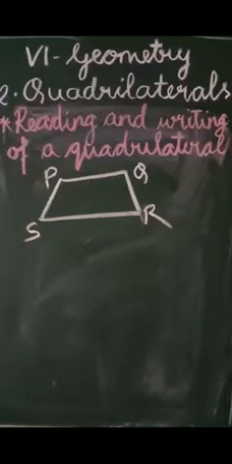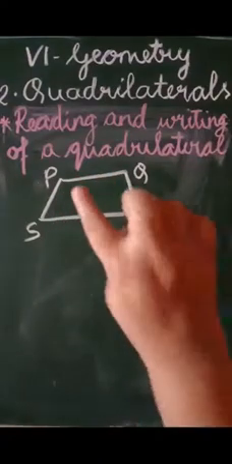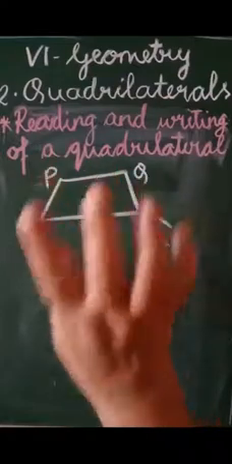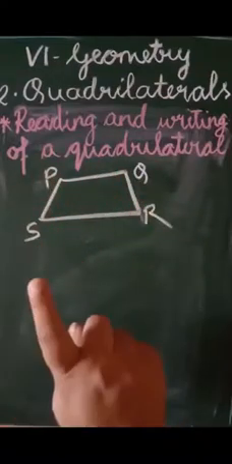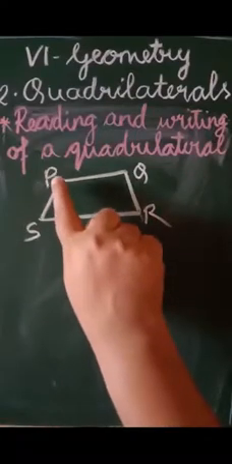So now on the board we are having a quadrilateral. Now we'll see how to name the quadrilateral. So children, whenever we have to name a quadrilateral, we have to start from any one vertex. Suppose you are starting from P, then you can start from P. After selecting any vertex, you can go in clockwise direction or anti-clockwise direction. Did you understand how to name the quadrilateral?